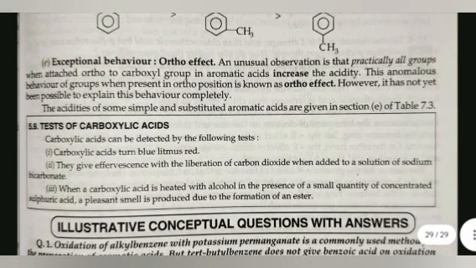Tests for carboxylic acid. Carboxylic acids can be detected by the following tests. First, carboxylic acid turns blue litmus red. Second, they give effervescence with the liberation of CO2 when added to a solution of sodium bicarbonate. Third, when a carboxylic acid is heated with alcohol in the presence of a small quantity of concentrated sulfuric acid, a pleasant smell is produced due to the formation of an ester.